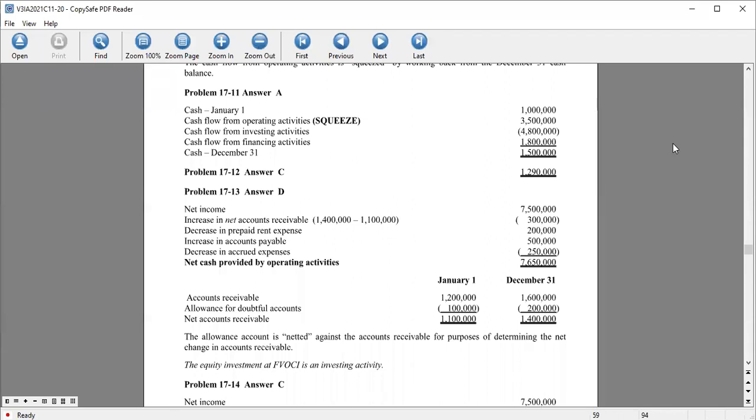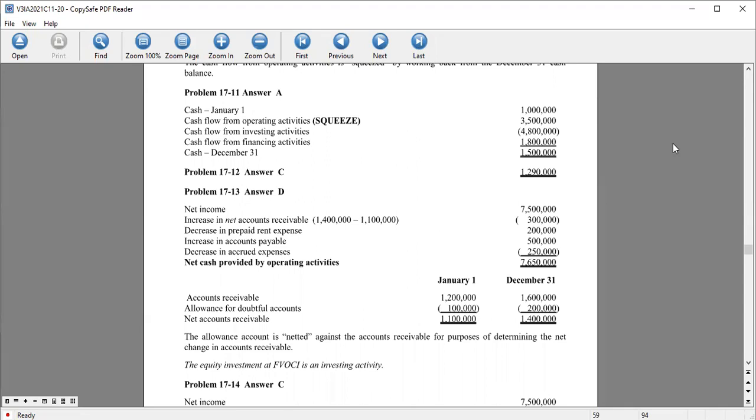I hope you still remember the general formula in the use of the indirect method. Net income, we add, okay, add decreases in non-cash current assets and add increases in current liabilities. And then we deduct increases in non-cash current assets and deduct decreases in current liabilities. And of course, we add net income, add amortization. So we have now to deduct 300,000.